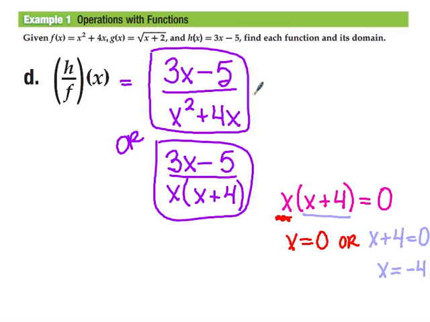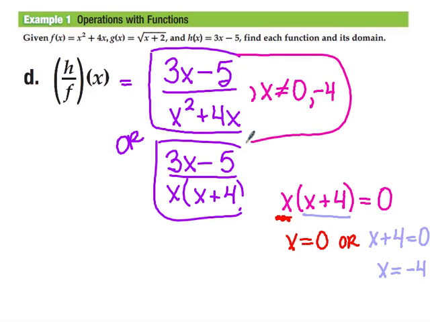So what we need to do is make an addition to these answers. Okay? And what we need to state is that x cannot equal 0 or negative 4, because if it does, you're going to get that 0 in the denominator. So you do need that part in your answer.